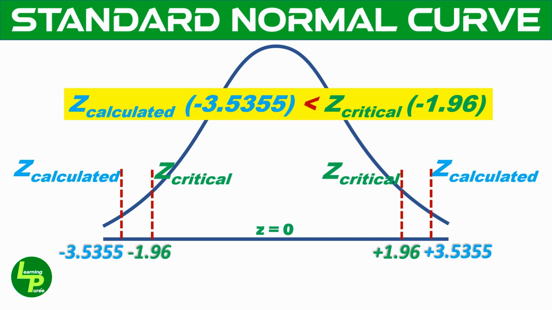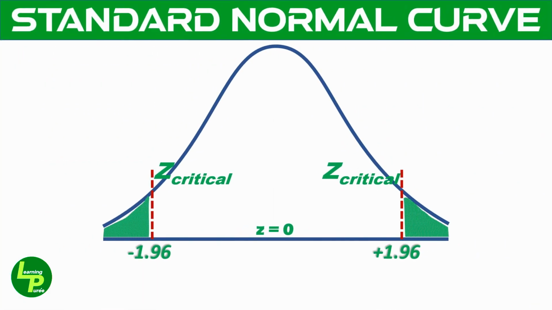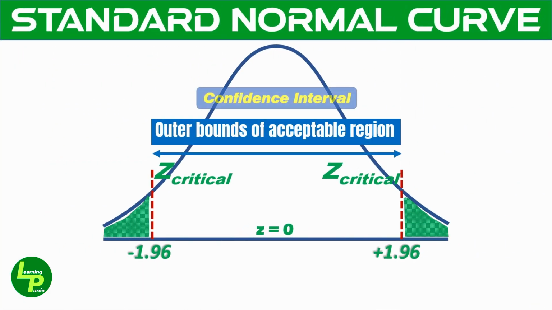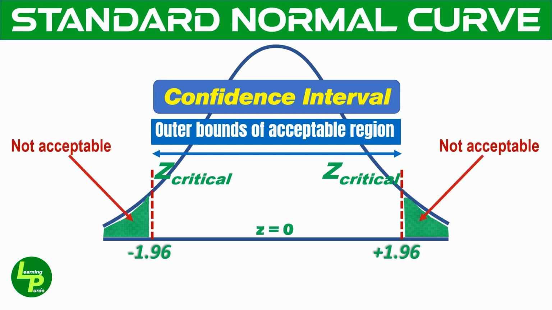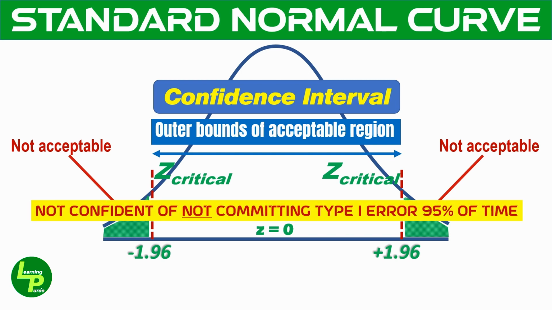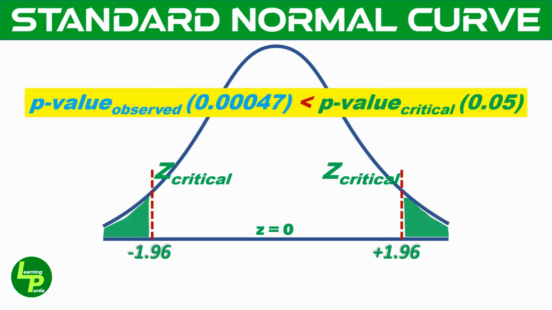The Z critical value defines the outer bounds of the acceptable region or the confidence interval. Any value that falls outside this region will not be acceptable since we will not be confident of not committing a type 1 error 95% of the time. The second value, which is the p-value that corresponds to Z calculated value, is lower than the p-value that we had set as a benchmark, that is 0.05.